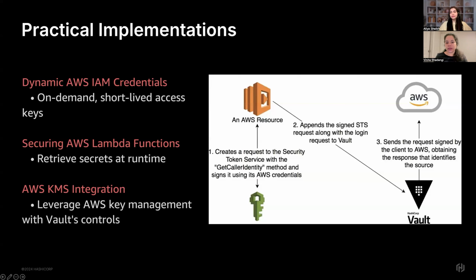The third and final implementation is AWS Key Management Service integration. Vault can be configured to use AWS KMS for encryption operations. This allows you to leverage AWS's robust key management capabilities while still using Vault's flexible policy engine and secret management features.